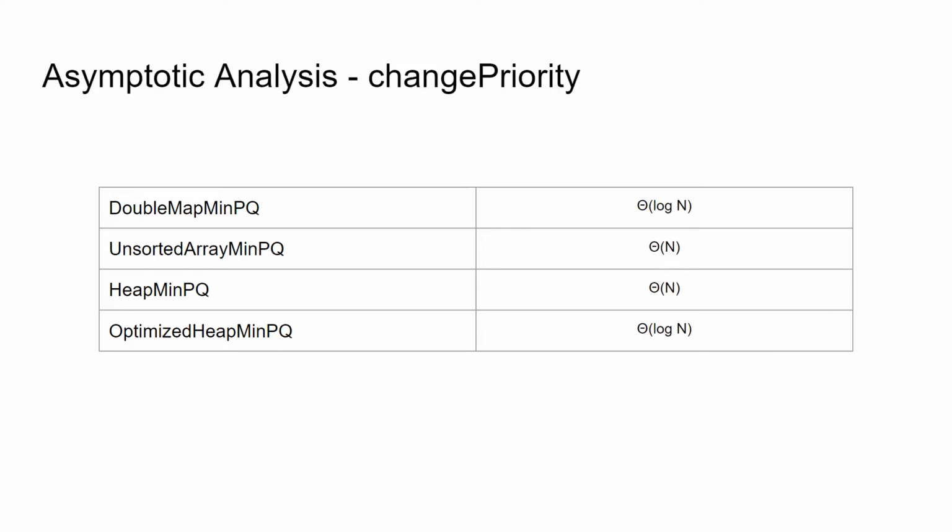Now, for the optimized heap min PQ, we thought that this would be log n because this method also runs an exception check, but this runs in constant time due to our hash map. And after that, this method runs a bunch of constant time operations to identify the item and change its priority. And finally, it sinks and swims the adjusted priority node to the right spot. So this sinking or swimming will give us an overall runtime of theta of log n.